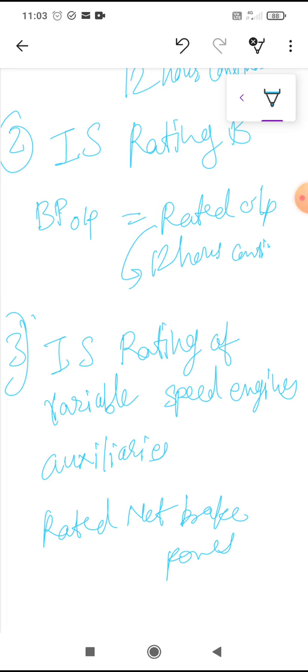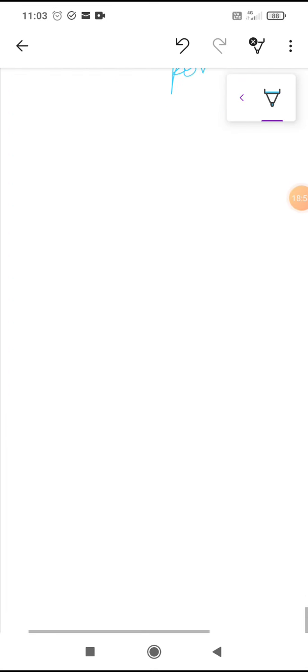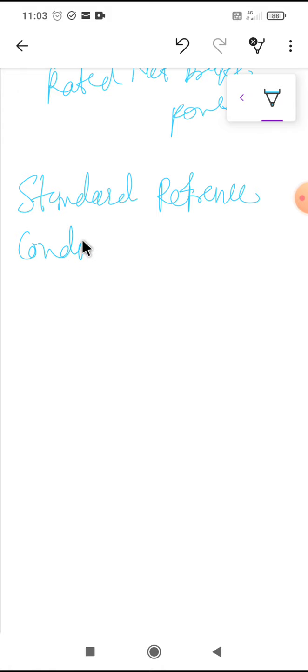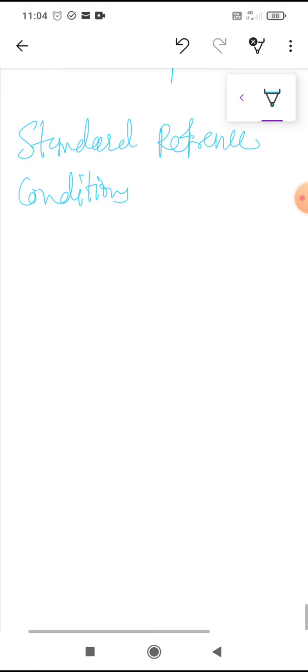Now in the next lecture, what will we see? We will see engine troubleshooting. But now I will just mention the reference conditions. As I mentioned in this lecture, these tests are held at reference conditions. So what are the standard reference conditions? I will just list out the standard reference conditions, at which these tests are carried out.